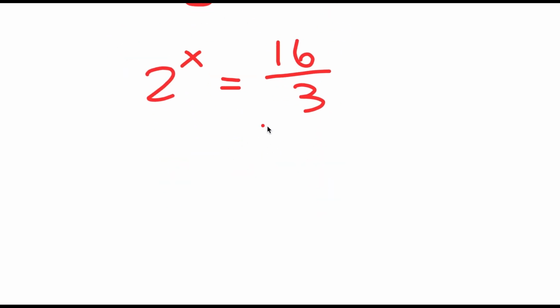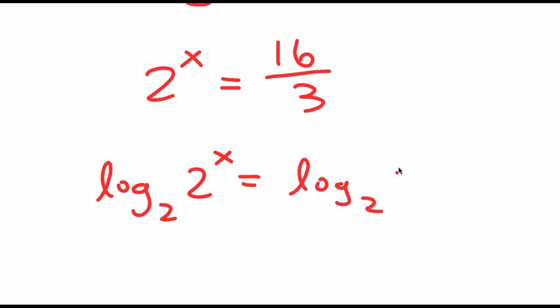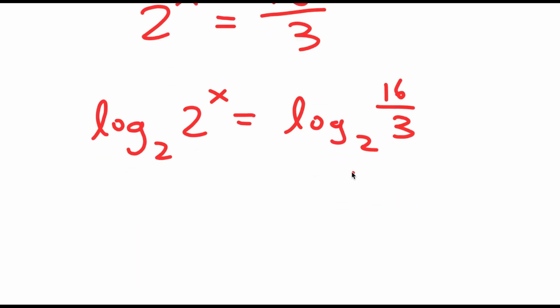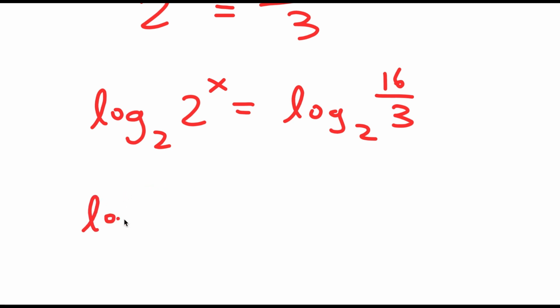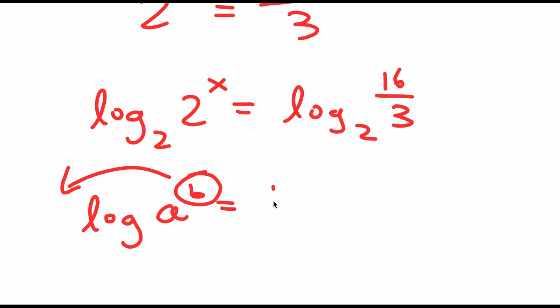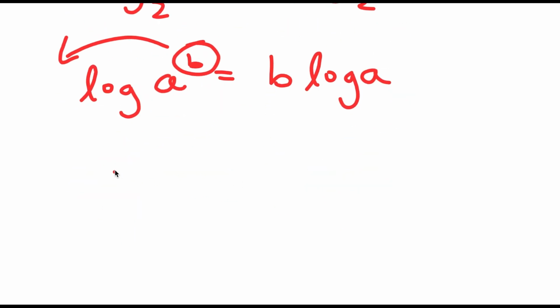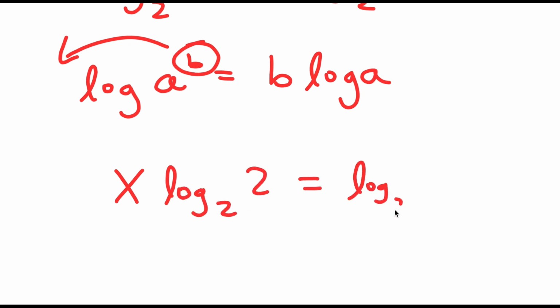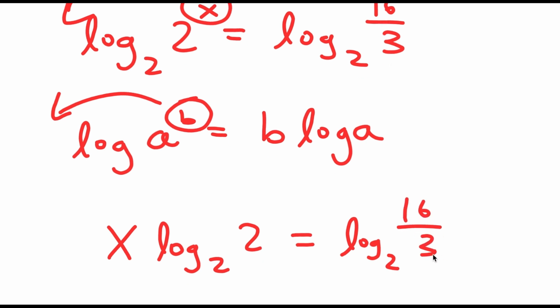Now from here, this is where I'm going to start using logarithms. So what I'm going to do is take log base 2 on both sides. And an important property of logarithms is that if I have something in the form log a to the power of b, I can move this exponent b to the front. So this turns into b times log a. In this case, I have log base 2 of 2 to the power of x, and I can move x to the front, so I get x times log base 2 of 2 is equal to log base 2 of 16 over 3.